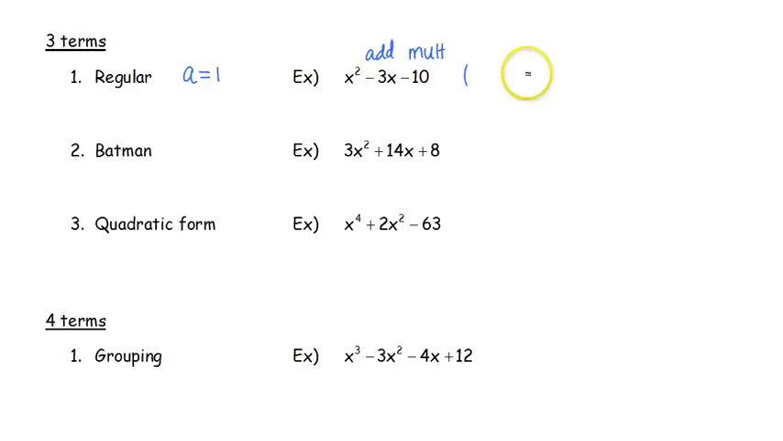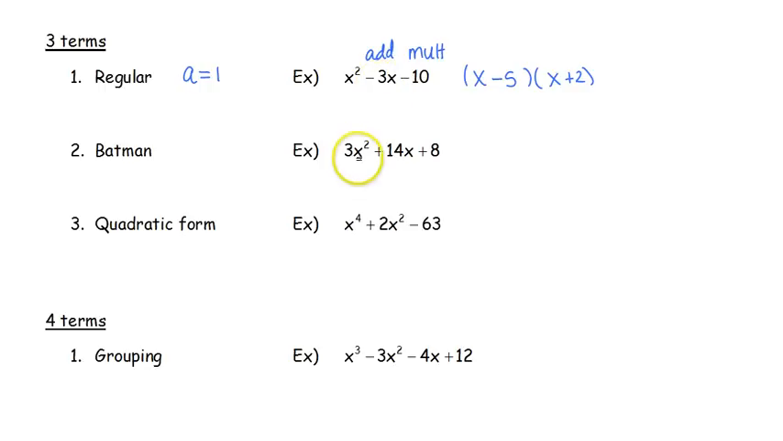So we're looking for two numbers that multiply to a negative 10 and add to a negative 3. Well, that's a negative 5 and a positive 2. You want to double check to make sure that both criteria are met. So negative 5 times 2 is a negative 10. Negative 5 plus 2 is a negative 3.